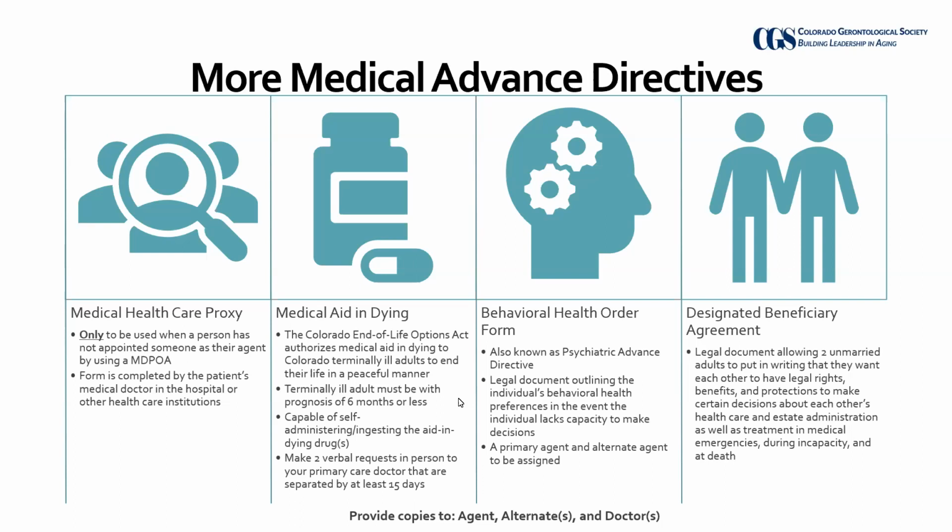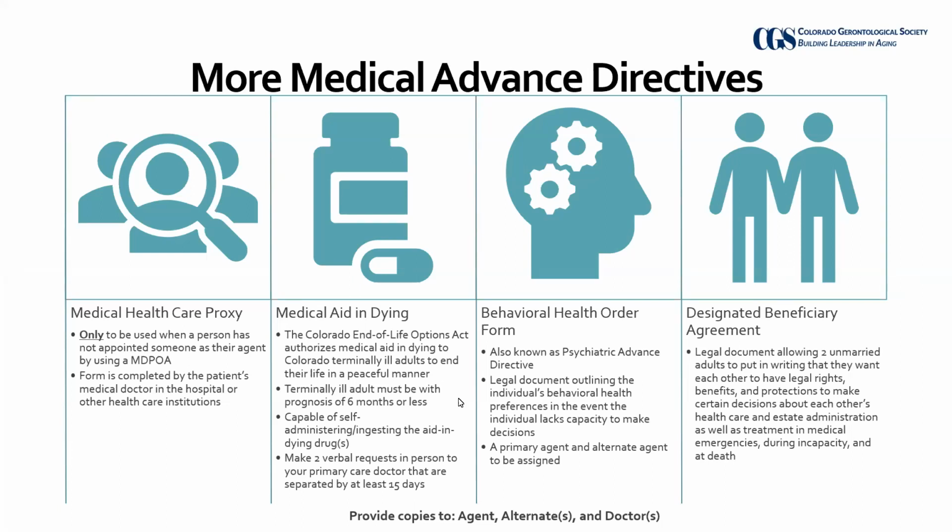But once again, this is for individuals that are terminally ill, that are adults and have a prognosis of 6 months or less of life, capable of self-administering the medical aid in dying drugs, and be able to make the 2 verbal requests in person to their primary care doctor.